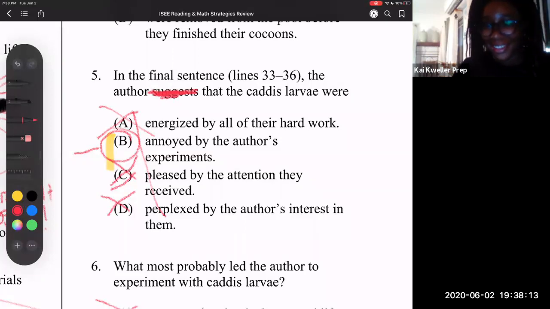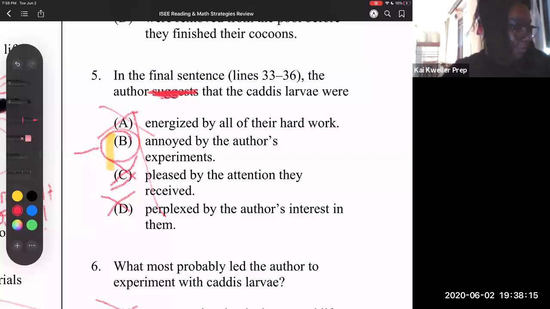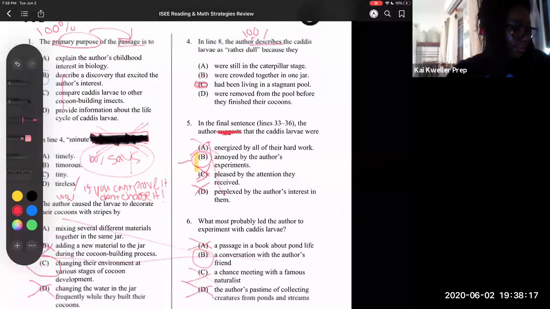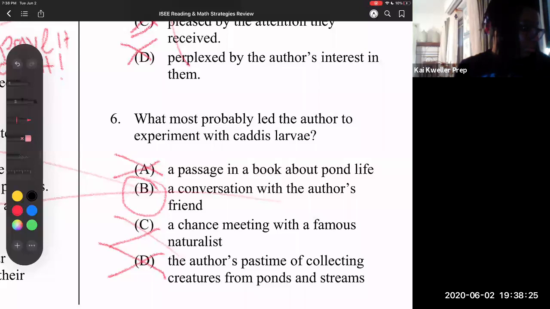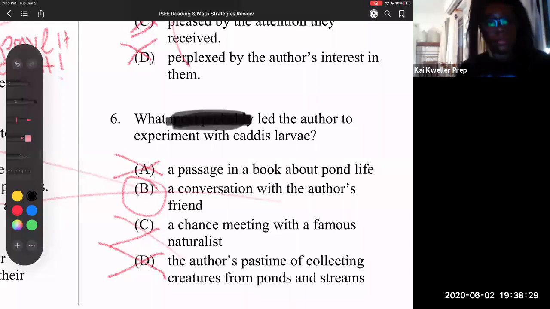Okay, guess what we're going to do for 6. Ready? What most probably led? I would get rid of most probably entirely. I would say what 100% led. Led. Based on what you've read. Thank you, Kai. More black. Bye. We don't need it. Bye-bye. Okay? Do you guys see that?